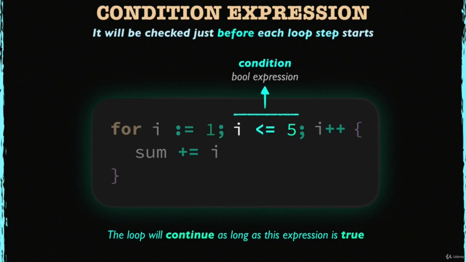Before the loop begins, Go will first check this condition, and if it yields true, the loop will start, and after the first step of the loop ends, Go will check it again. If it yields true, the loop will continue. When it becomes false, the loop will end.